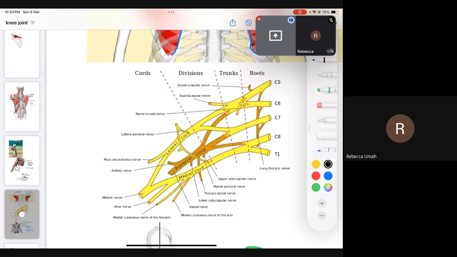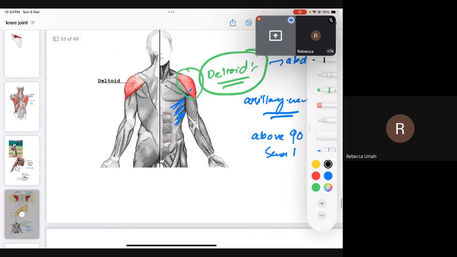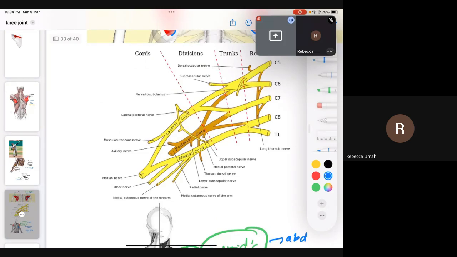Okay, let's discuss our next muscle. That was our deltoid muscle, right? Can you tell me the function of the deltoid? You already know that.